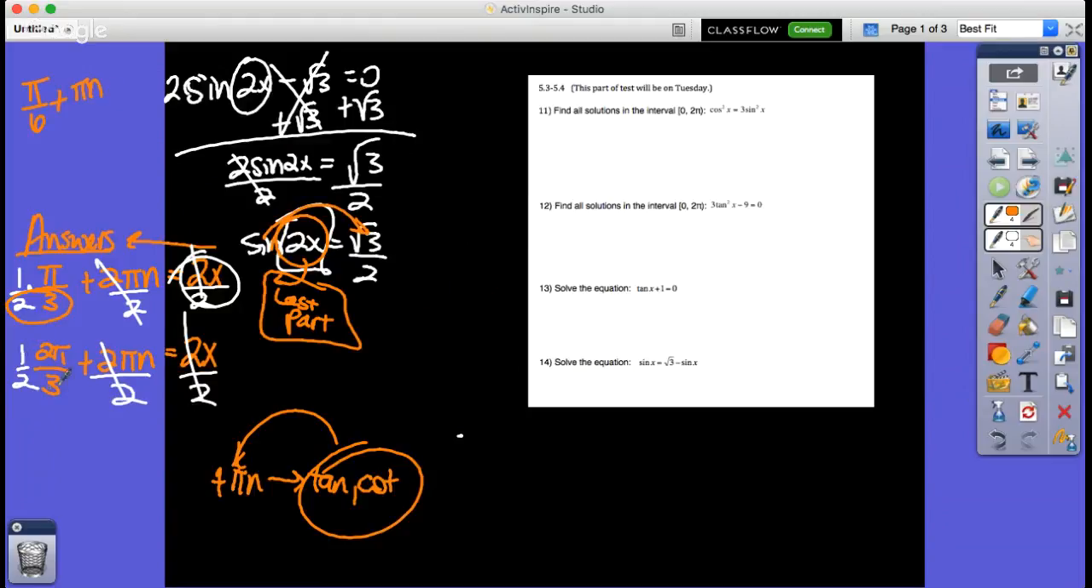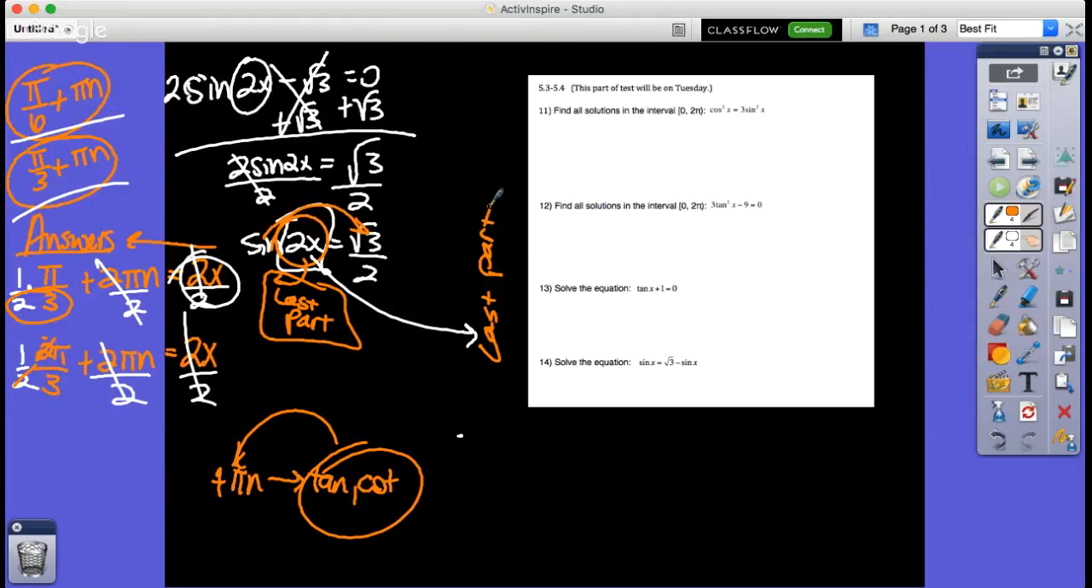And the second answer down here is 2 pi over 6, so the 2's could cancel, so pi over 3 plus pi n, okay? Right here. Again, that's answer 1 and that's answer 2 for what we're looking at here. Remember, the key part is that this 2x out here is always the last part.